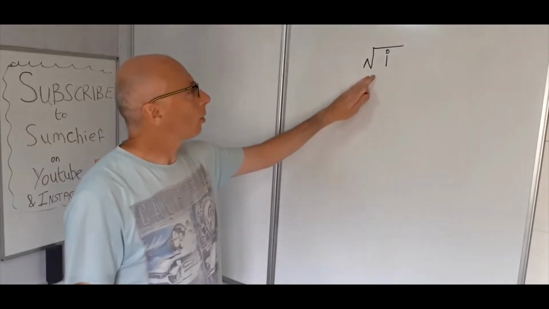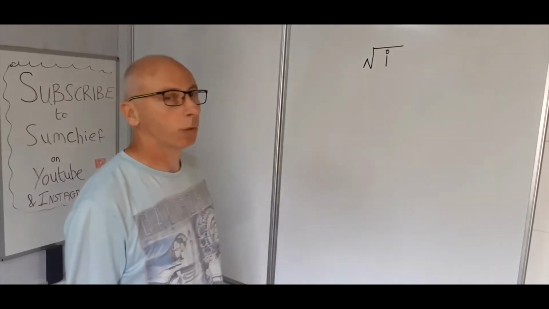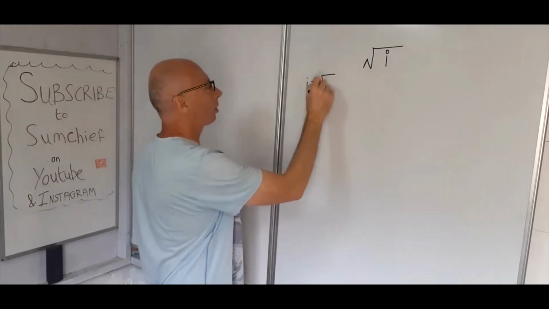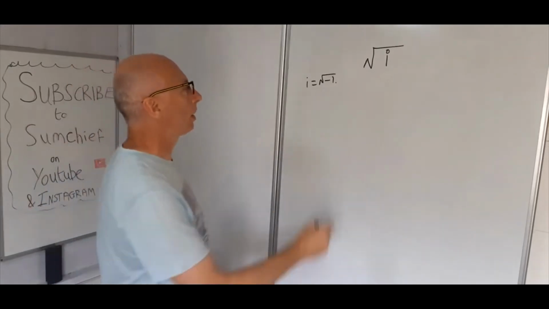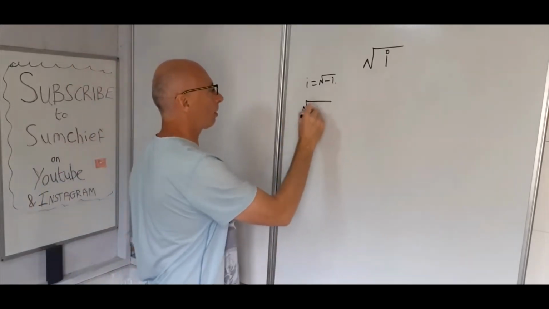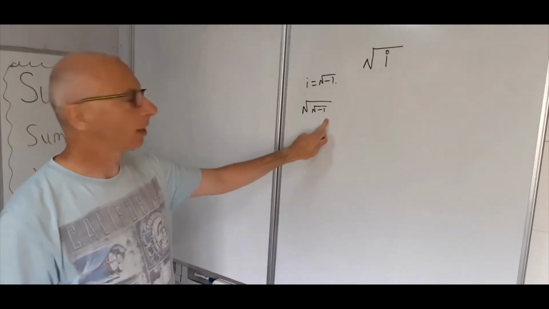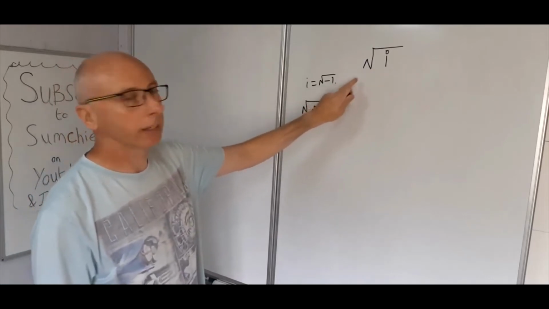Okay, so the question here is, what is the square root of i? Now we know what i is: i equals the square root of -1. So basically this comes down to the square root of the square root of -1. And that looks a bit crazy, doesn't it? So let's break this down a little bit and make it easier to work with.